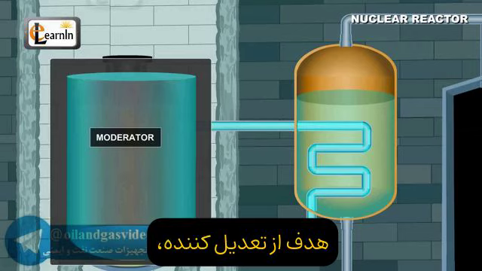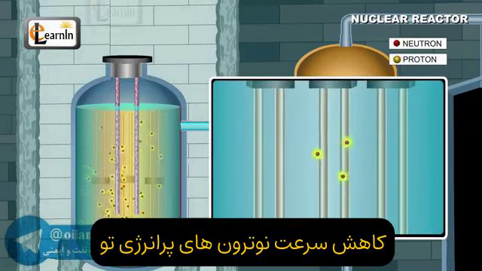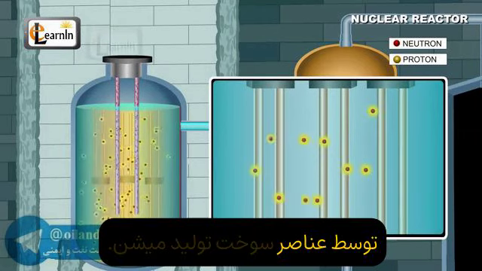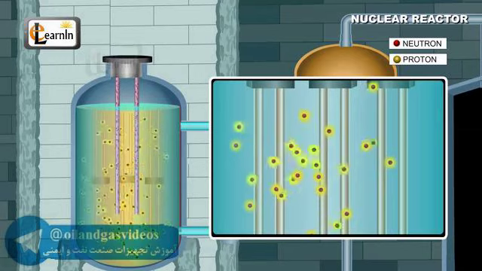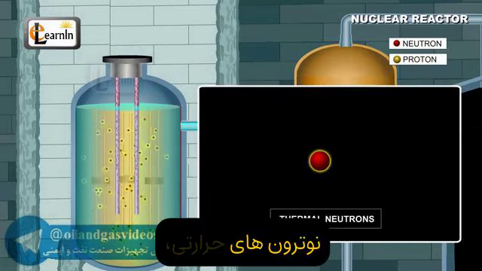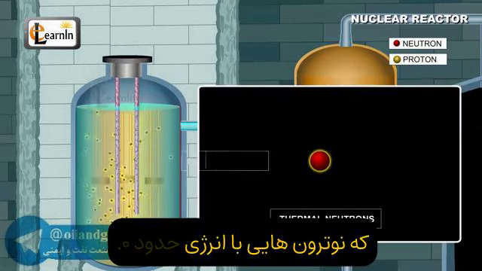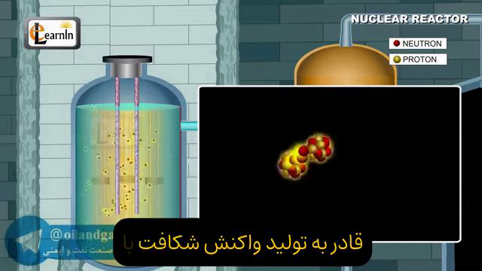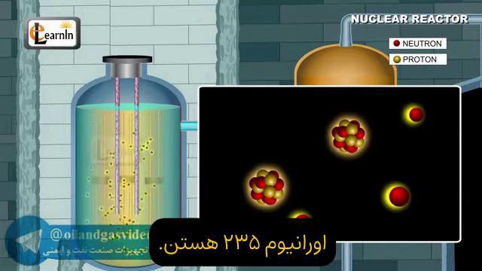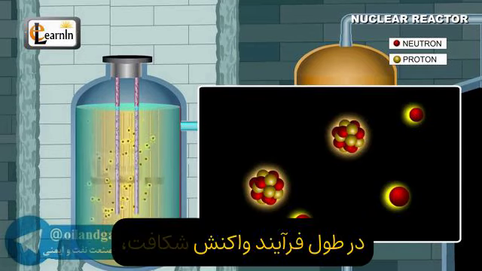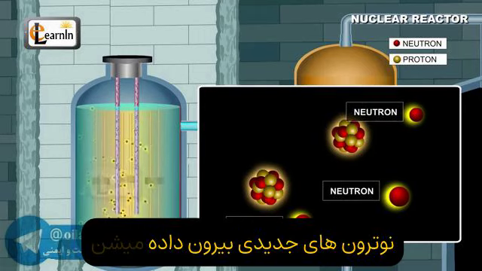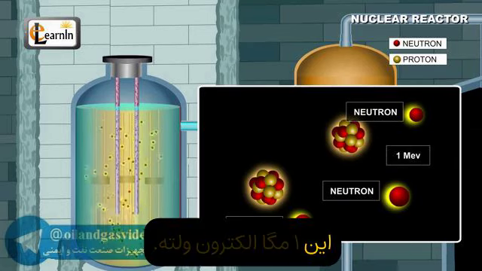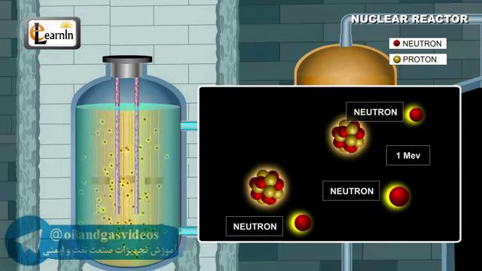The objective of a moderator is to slow down the high-energy neutrons in a nuclear reactor, which are produced during the nuclear fission process by the fuel elements. Thermal neutrons, which are the neutrons with energy of about 0.04 electron volts, are capable of producing fission reaction with uranium-235. During the fission reaction process, new neutrons are given out, which have energies of about 1 MeV. This is 1 mega electron volts.